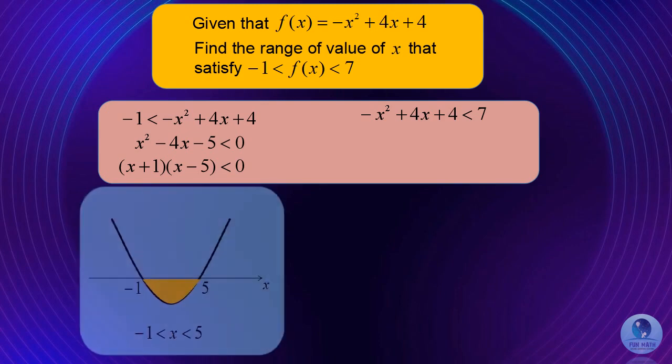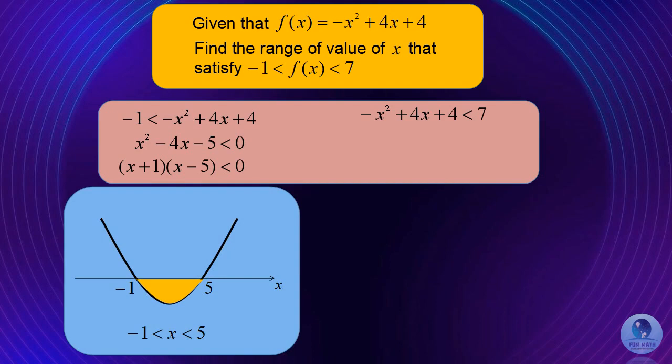To solve this inequality, you need to sketch a U-shaped graph with the roots negative 1 and 5. Look at the inequality sign, which is lesser than 0. So shade the region below the x-axis and you get the answer x is greater than negative 1 but lesser than 5.